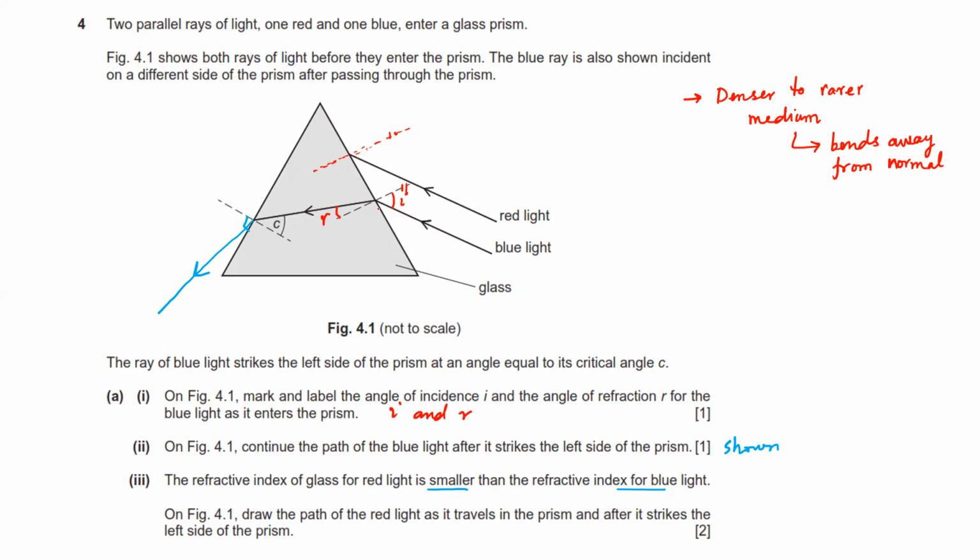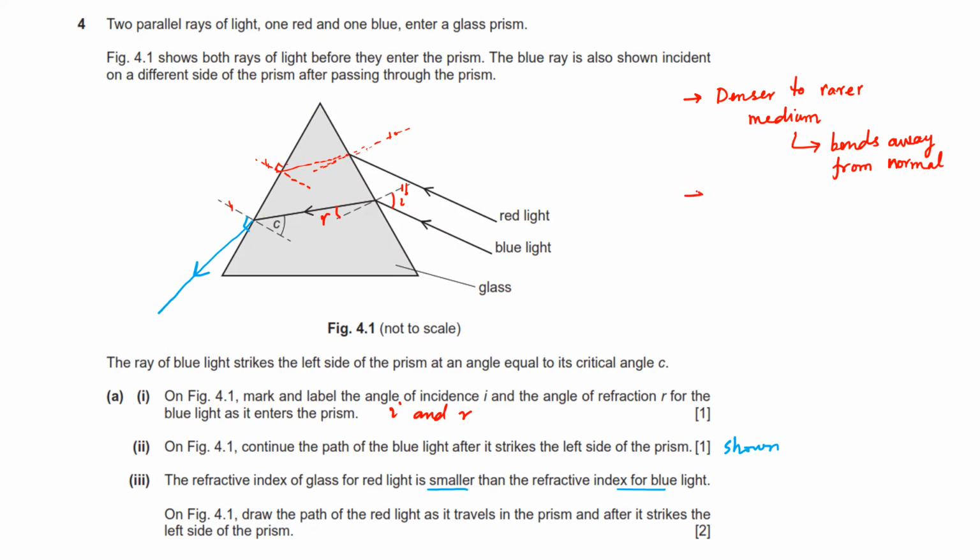And if we are entering from rarer to denser, it bends towards the normal. So it will again bend towards the normal. So somewhere here, towards the normal. And then now we have a normal here. Again, this normal and this normal are parallel.